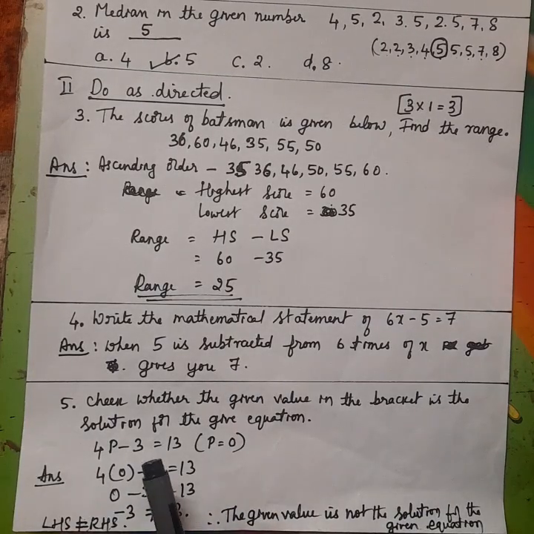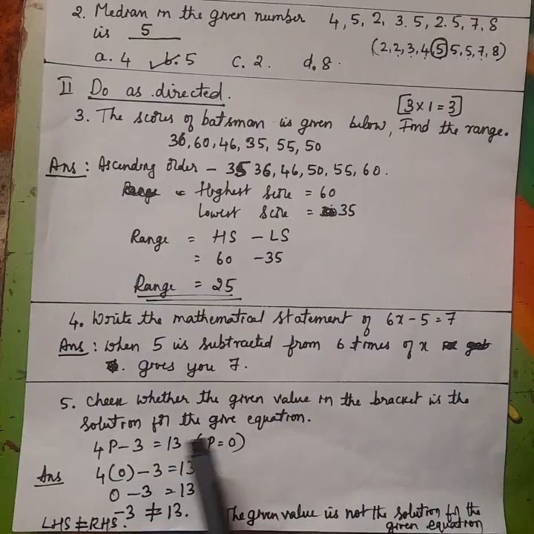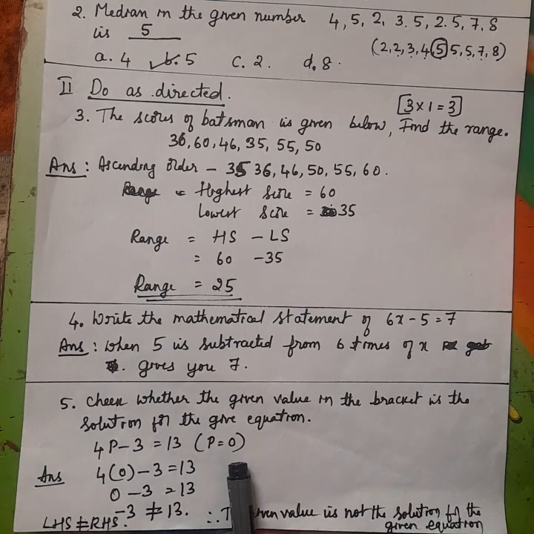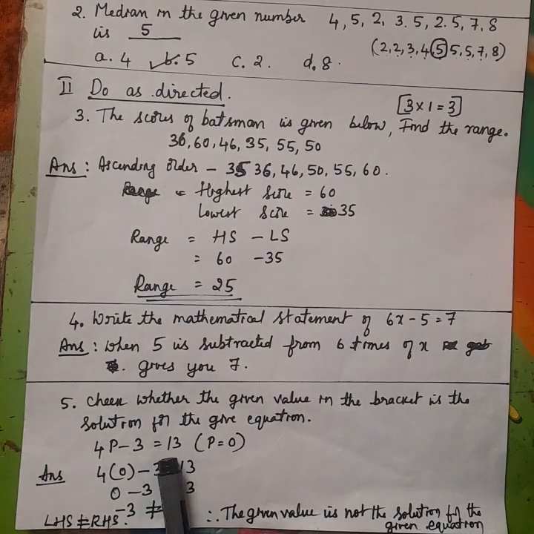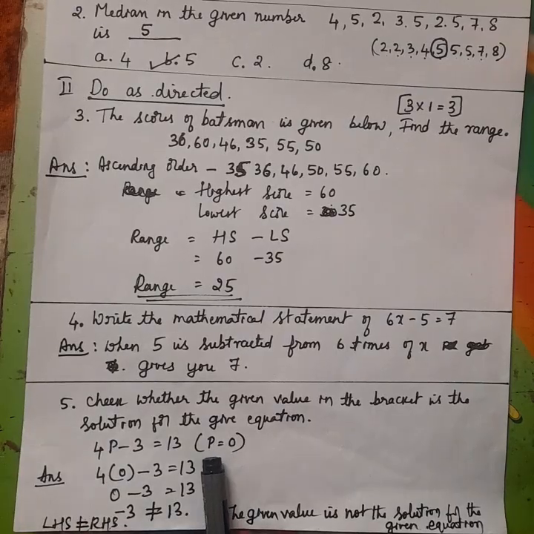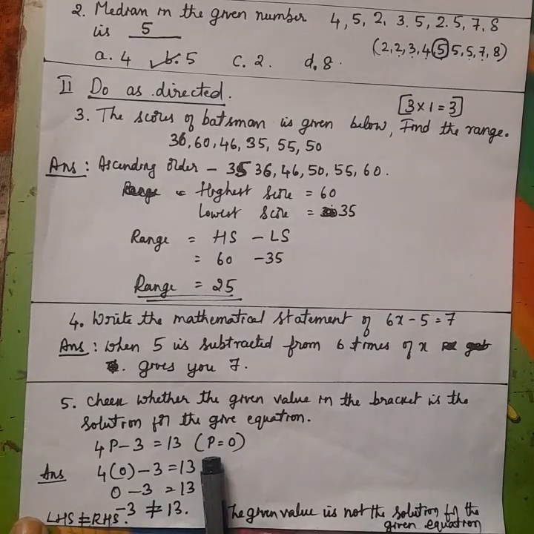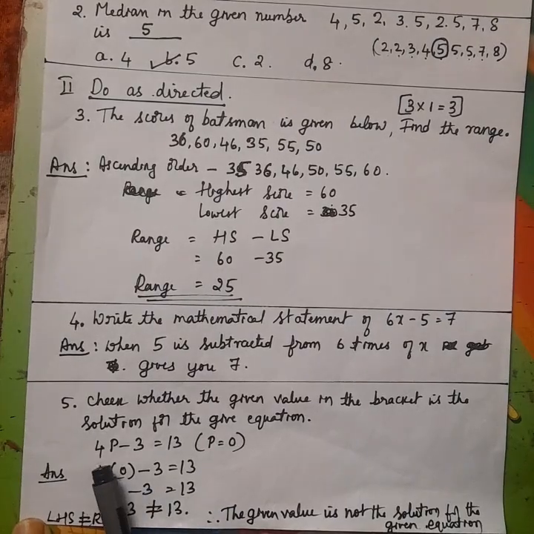Now question number 5. Check whether the given value in the bracket is the solution for the given equation. The value p is equal to 0 is given in the bracket. We have to check whether this suits the equation 4p minus 3 is equal to 13. Will it suit or not? We have to check by putting the value p is equal to 0. Now write 0 in place of p.